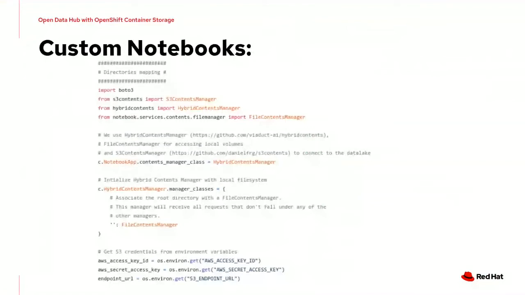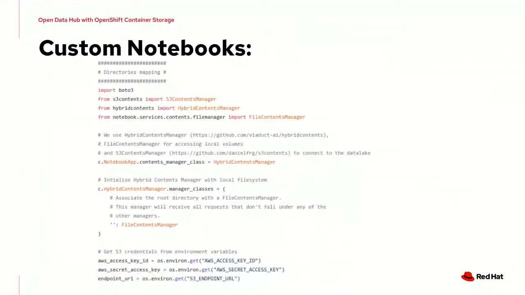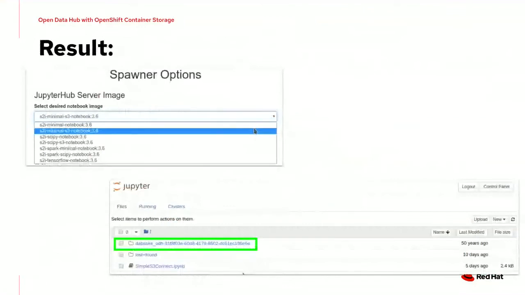We will also use custom notebooks. Well, here this is not mandatory. Custom notebooks are for if you want to display the object bucket storage directly inside your notebook. So we use here the hybrid content manager and the S3 content manager, which is a very interesting open source project. That is what allows us to show at the same time standard PVs and object storage from within the same notebook environment.